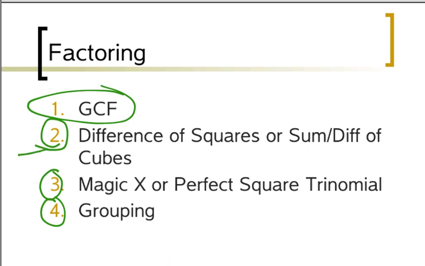If you're looking at 2 terms, you want to look for difference of squares or sum and difference of cubes. If you're looking at 3 terms, you can look for magic x or perfect square trinomial. If there are 4 terms sitting on your screen, you're looking for grouping. Okay, so we've learned each of those factoring methods, but each one of these steps tells you how many terms you're looking at in order to use which factoring method. So let's take a look at these problems.